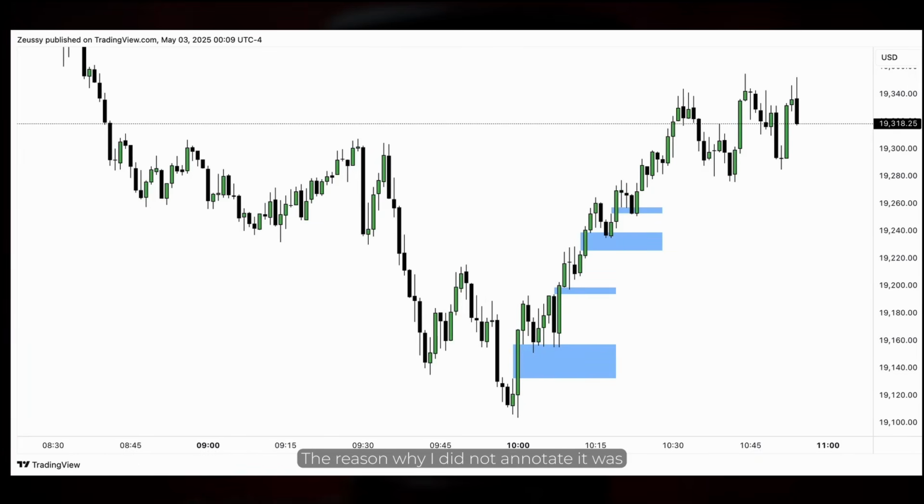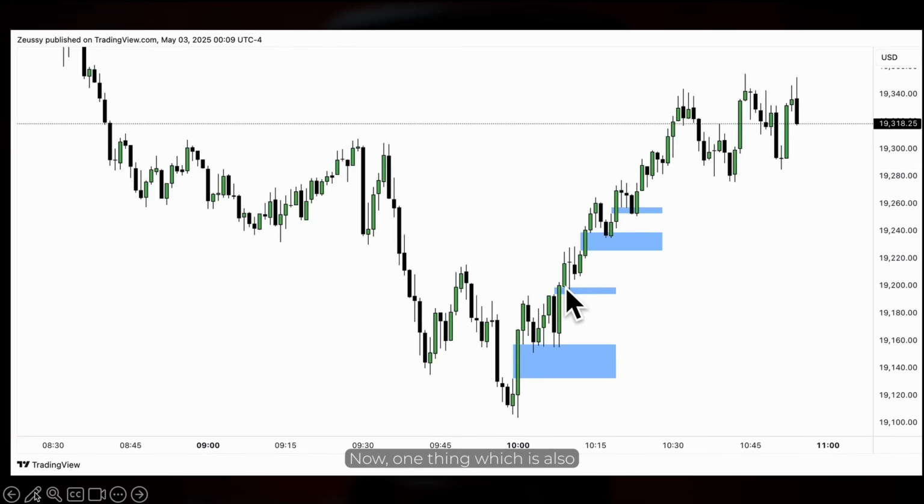The reason why I did not annotate it was because I wanted you to purely focus on the imbalances within this example. But it's important to see that you recognize this is a bullish breaker. Expansion lower, we form a low, retracement higher, and we see the market expand towards the downside. Therefore, this is your bullish breaker. This up-close candle can be extended to the right, and pay attention to what range this imbalance formed.